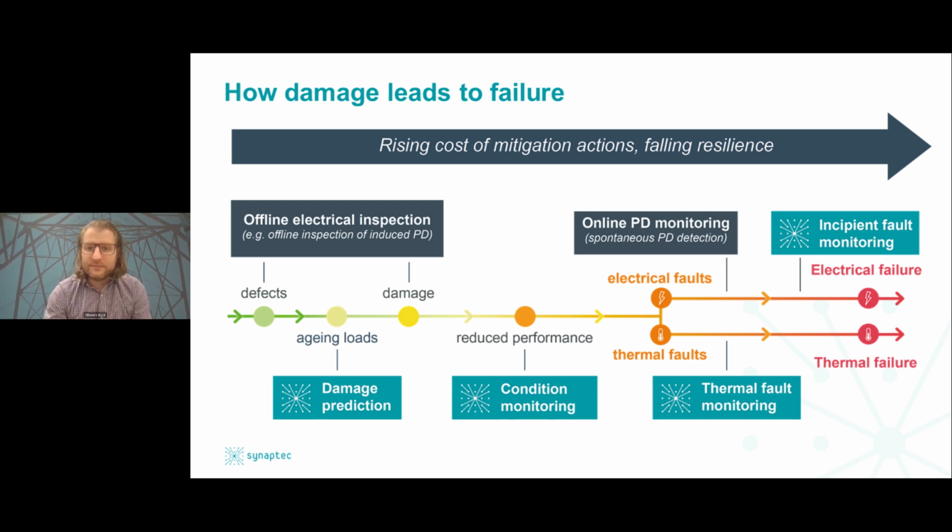So that's in everyone's best interest, basically. So what we do is we can do things like model the loading of assets over time. And there are also various types of asset damage that we can detect directly or through secondary effects such as reduced performance of those assets. So those are some of the early warning signs that we can pick up.